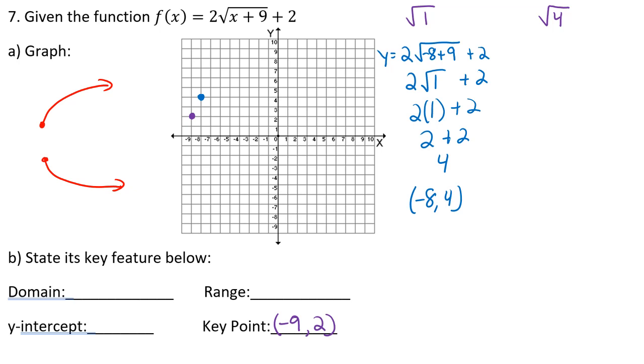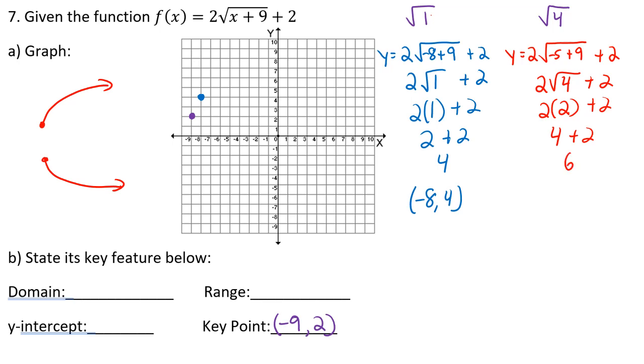I'm going to want to go ahead and do the same thing for the square root of 4. I need to figure out what number plus 9 equals 4. That's going to be negative 5, because 9 take away 5 is 4. The square root of 4 is 2. Once again, you have a 2 in front of the square root. Don't forget to write that. 2 times 2 is 4. Plus 2, that's 6. So, since you plugged in a negative 5, you have negative 5, 6. All right, so at negative 5, we're at positive 6.